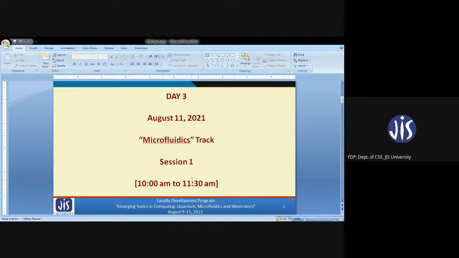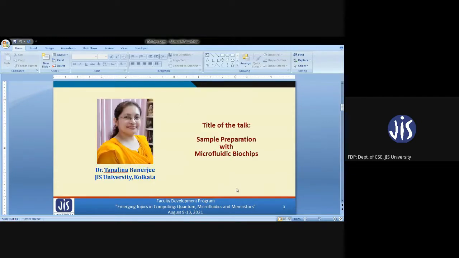So, today we are at the third day of our faculty development program on emerging topics in computing, quantum, microfluidics, and memristors. Today our entire day, the track will remain microfluidics. In this track, the first session will be delivered by the speaker, Dr. Tapolina Banerjee, and she will talk about sample preparation with microfluidic biochips.